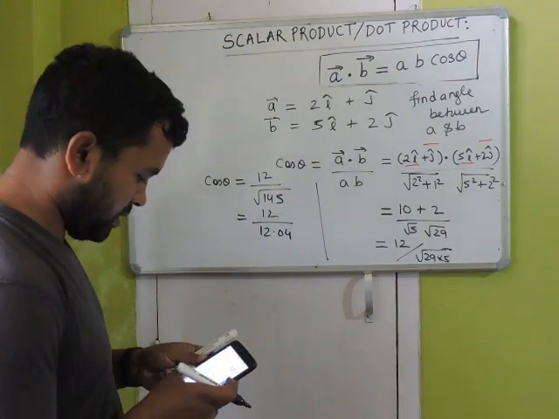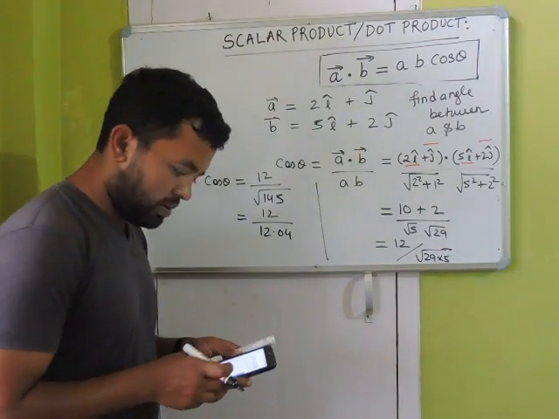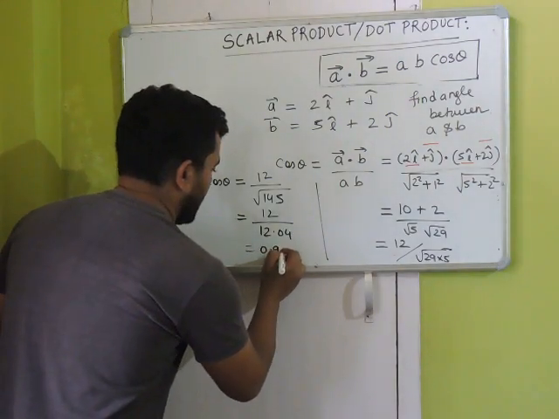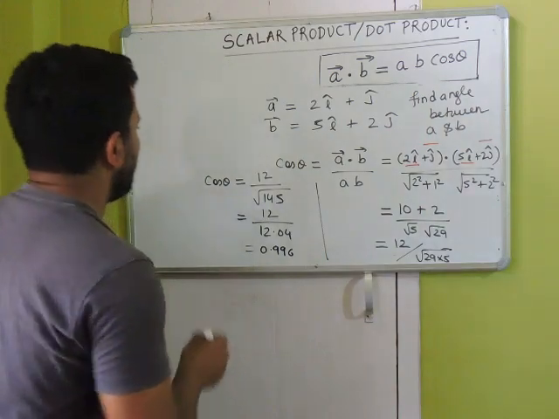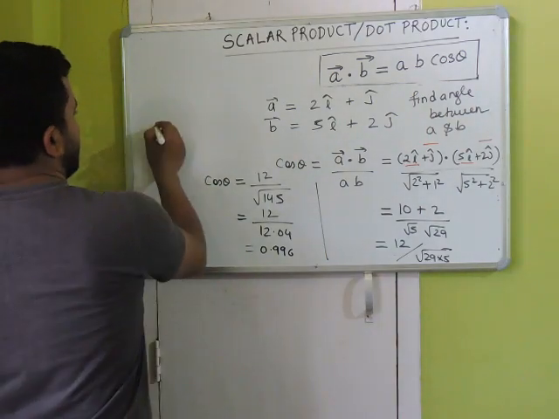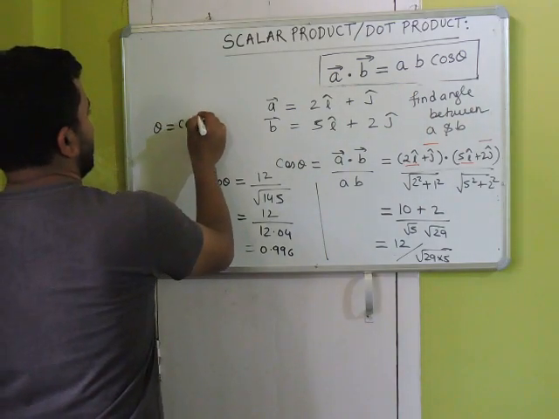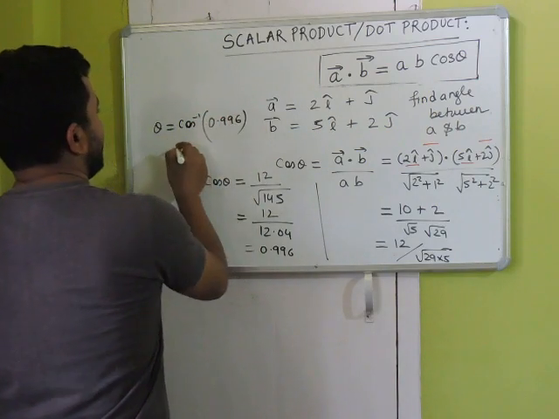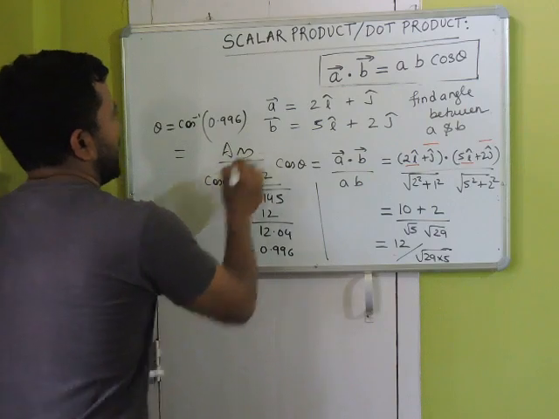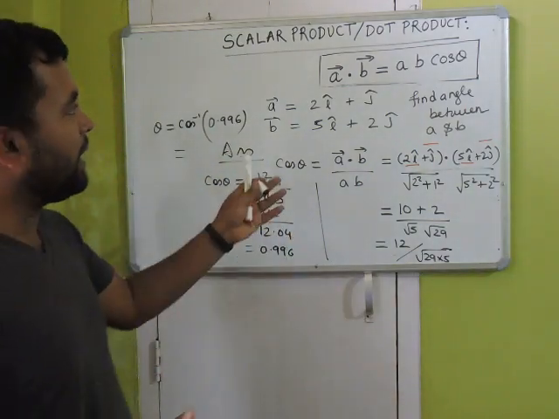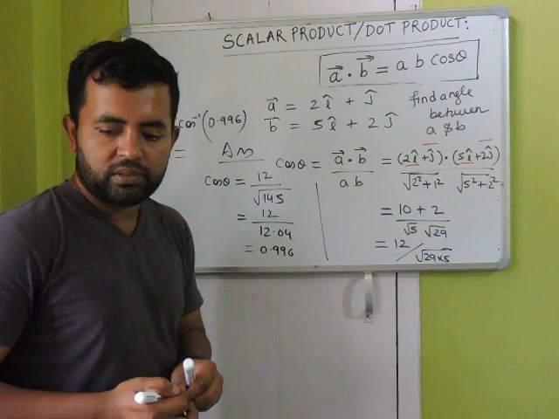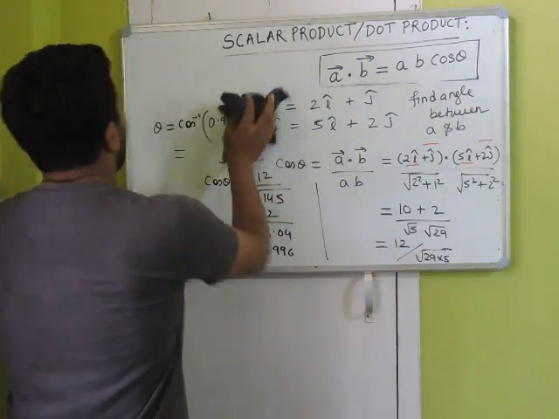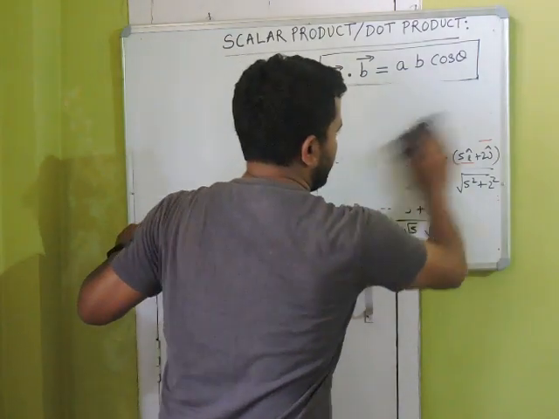12 divided by 12.04, yeah, so this will be approximately 0.996, and you can take inverse of this. So theta equal to cos inverse of 0.996, and using calculator you will find the answer. So this is the way we find the angle between two vectors, right? If we know the vectors, we can find the angle between them. Now one more result I want to describe, then I will end.